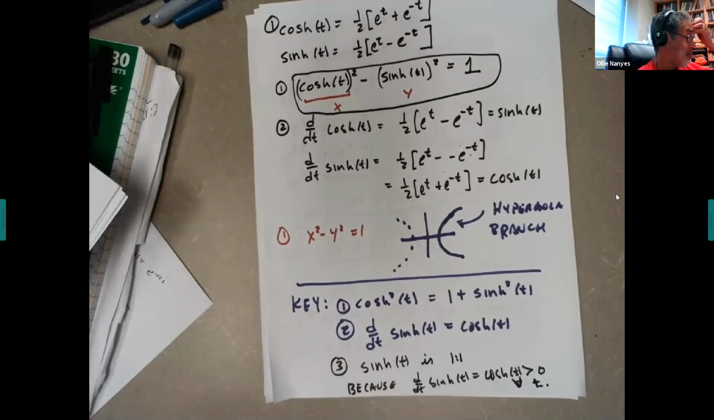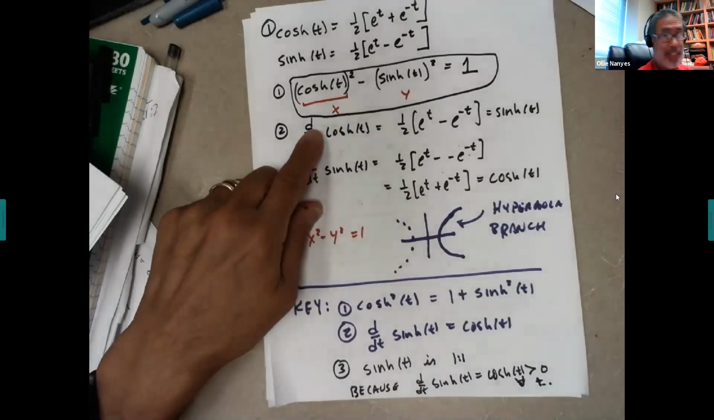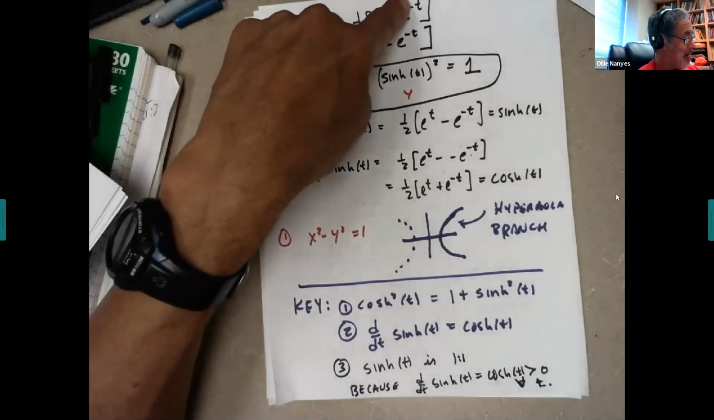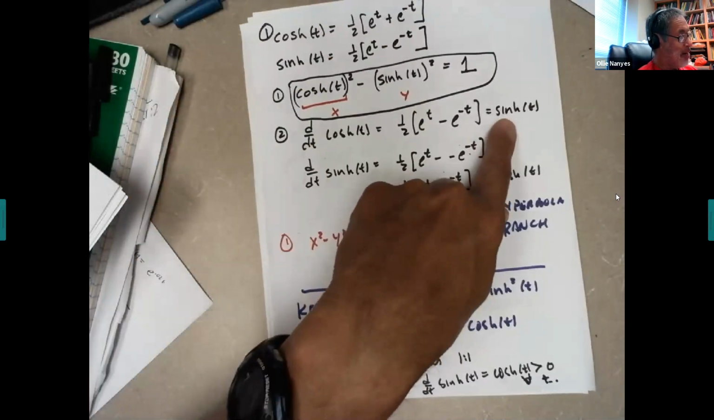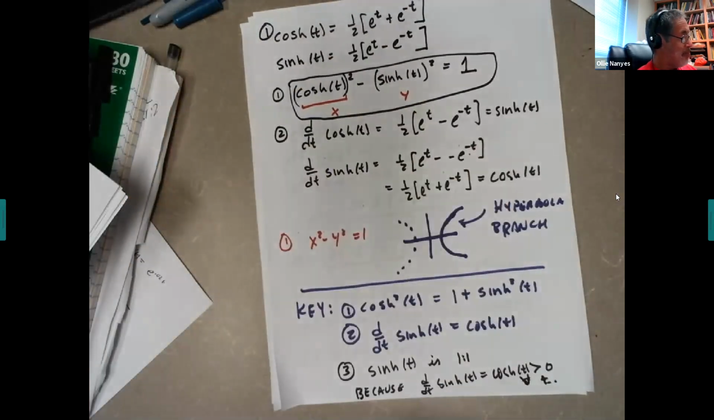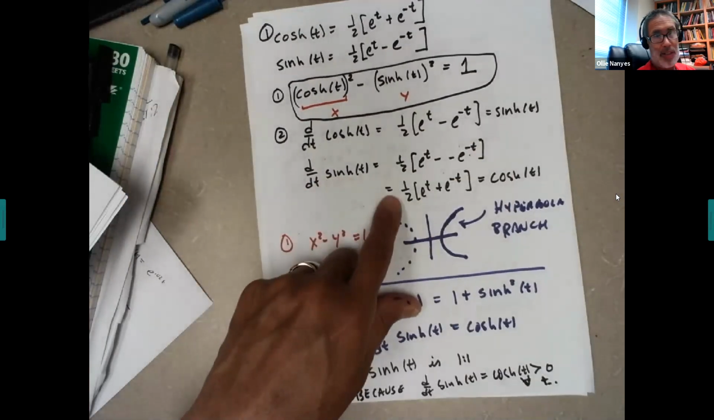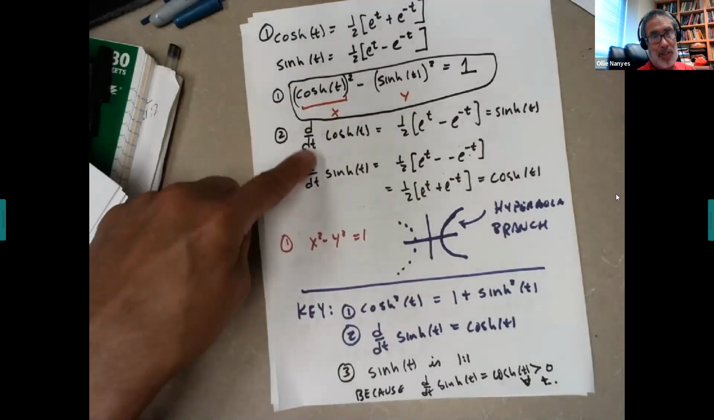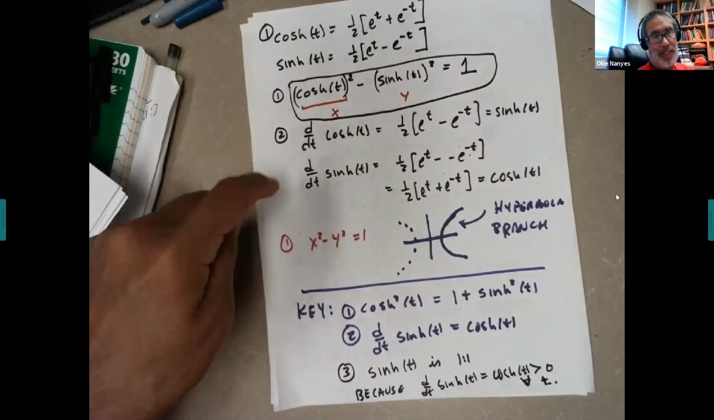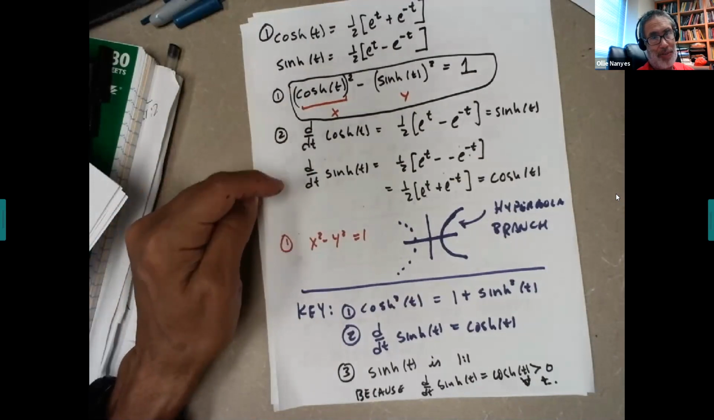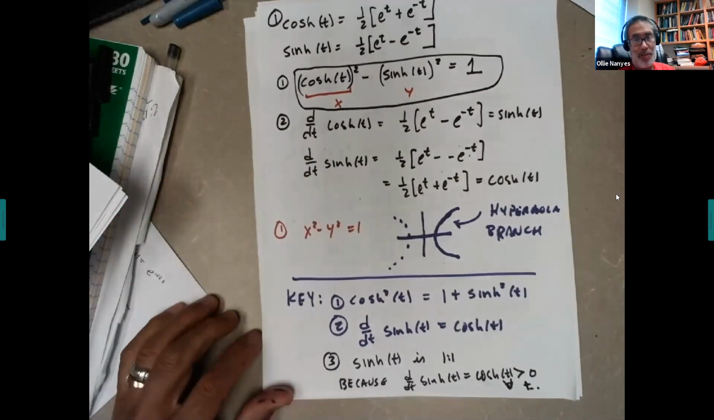Now, the next thing is that if we look at the definition, if we differentiate hyperbolic cosine, the negative comes down from here, and you get hyperbolic sine. And you differentiate hyperbolic sine, you get hyperbolic cosine. So unlike the circular standard trig functions, the derivative of hyperbolic cosine is hyperbolic sine and vice versa. So they're each other's derivative.